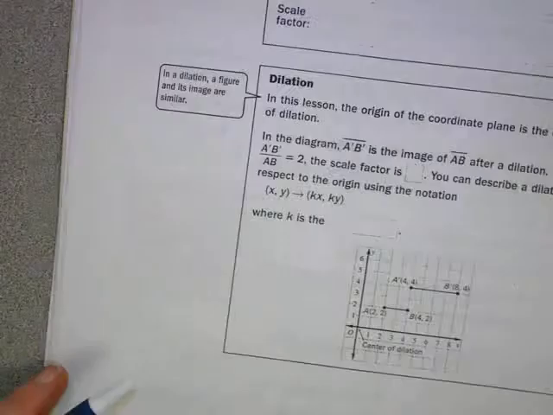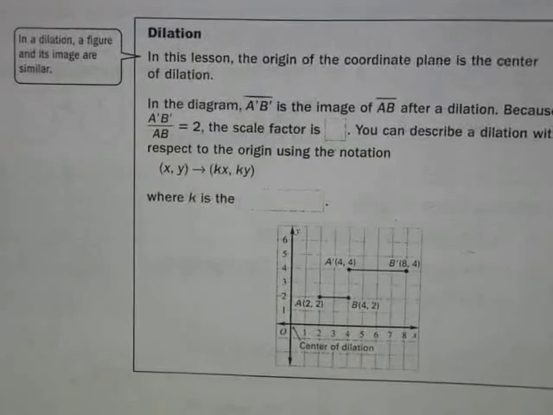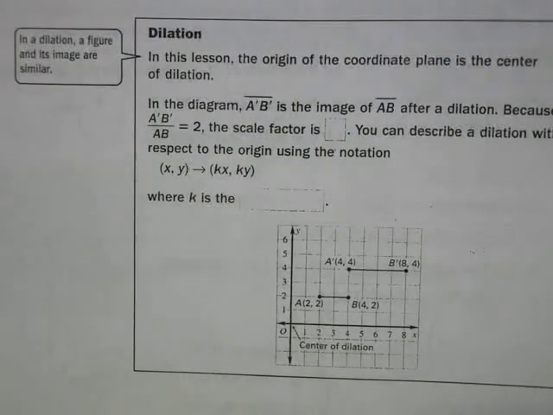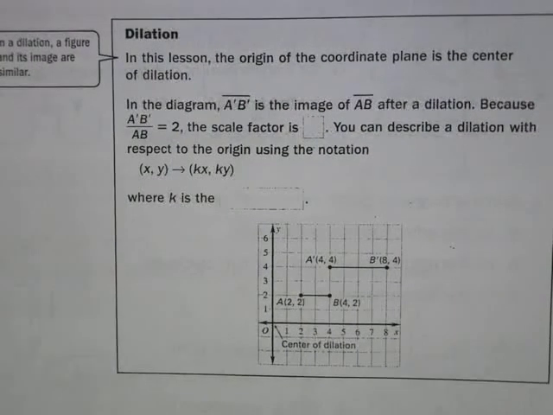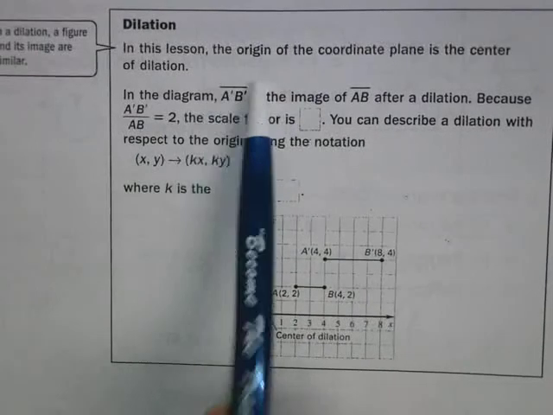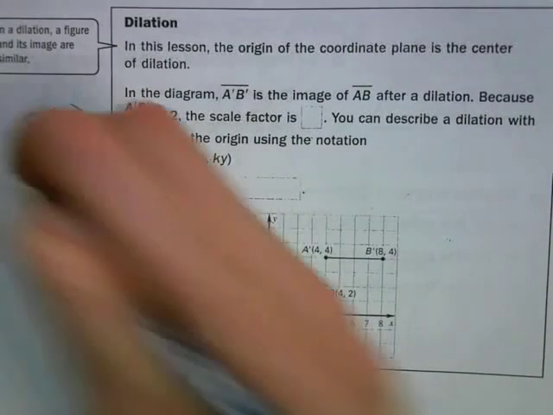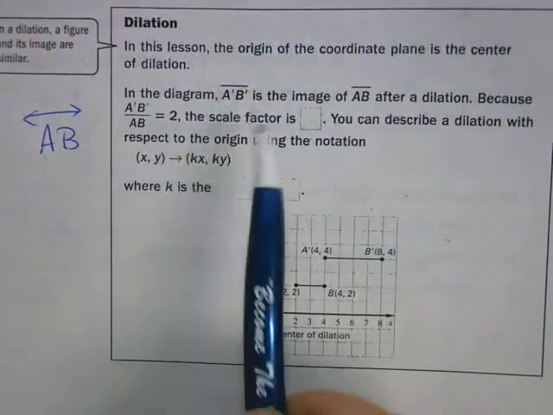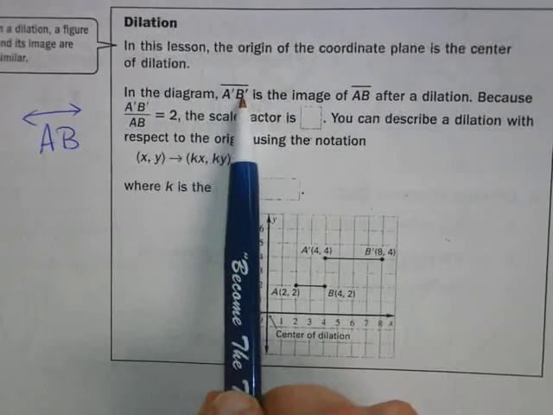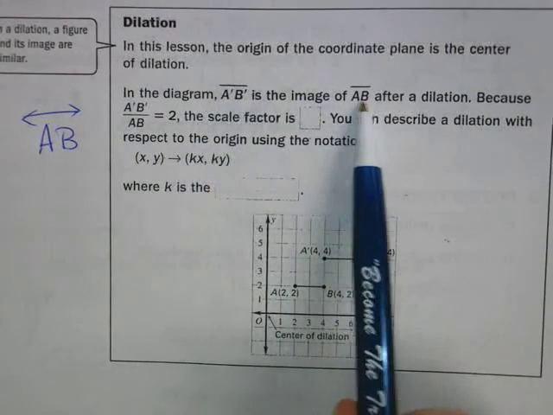Okay, so let's do some practice here. It says dilation. I'm going to zoom in one little nudge here. In this lesson, the origin of the coordinate plane is the center of a dilation. So it's telling you where the center is. And it has in the image segment, so that's a line segment symbol up above. It doesn't have arrows. If it was a line, it would be A, B with arrows on both ends. But this is a line segment, and it's actually A prime, B prime, so it's telling you the image. So in that diagram, A prime, B prime is the image of segment AB after a dilation.